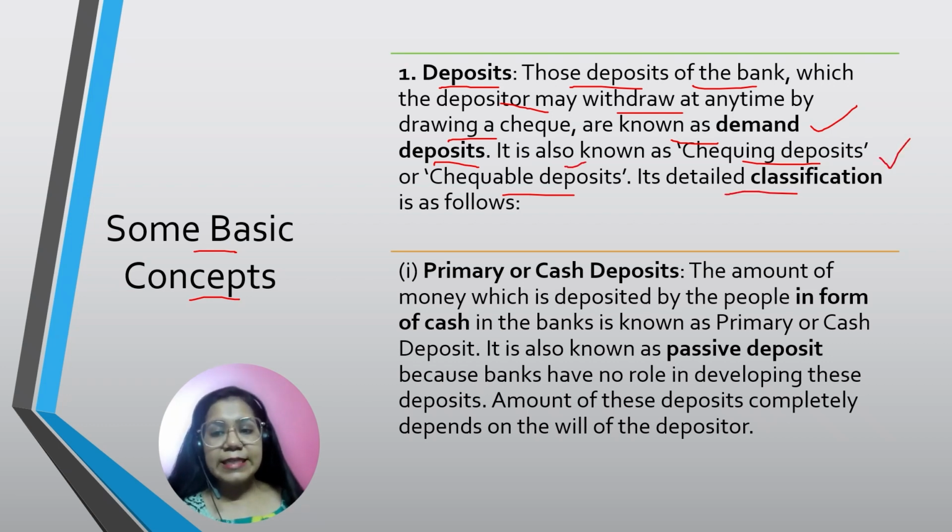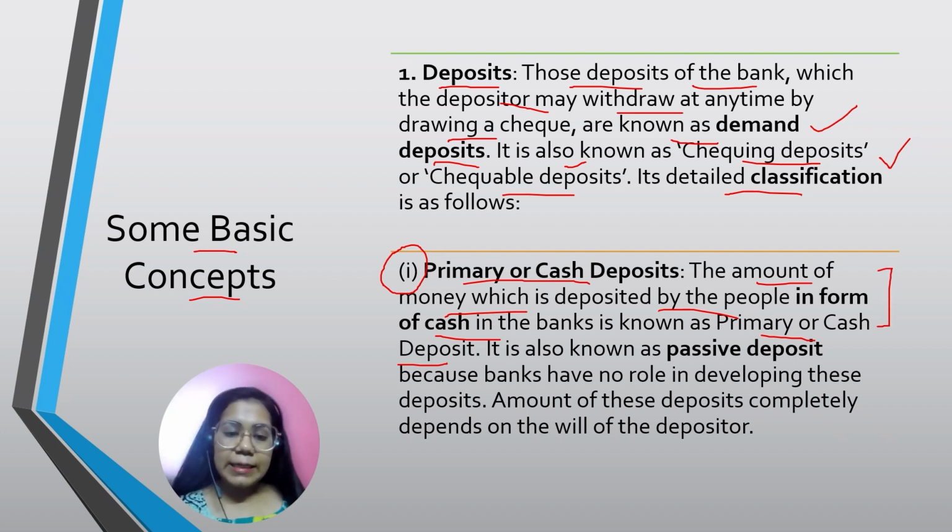So its detailed classification is, first, there is something known as primary or cash deposits. The amount of money which is deposited by the people in the form of cash in the banks is known as primary or cash deposits. Our currency deposits, our savings deposits, all these are primary or cash deposits because we deposit cash with the banks. It is also known as passive deposit because banks have no role in developing these deposits. The amount of these deposits completely depends on the will of the depositor.